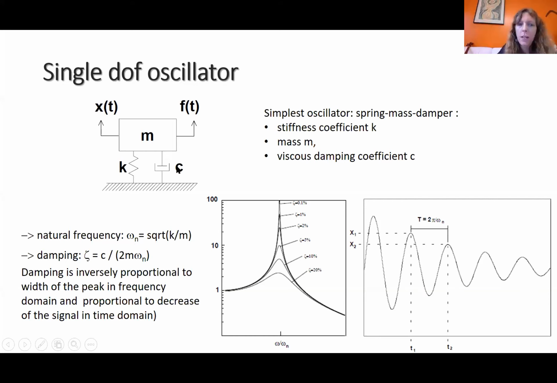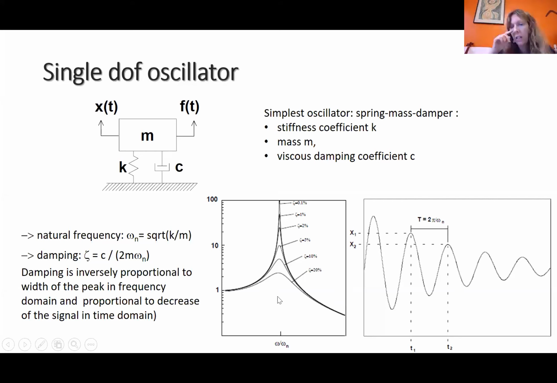So if you look at the response, for example, you hit a mass like this to make it oscillate on the spring, then you record the movement of the mass as a function of time. You will get damped oscillations at the resonance frequency of this system, which is the square root of K over M. And it's damped because of this viscous damping C. So here you get the period, and the rate of decrease is linked to this damping zeta.